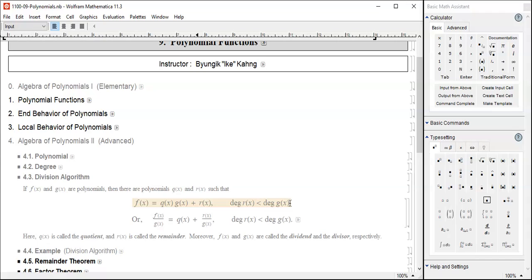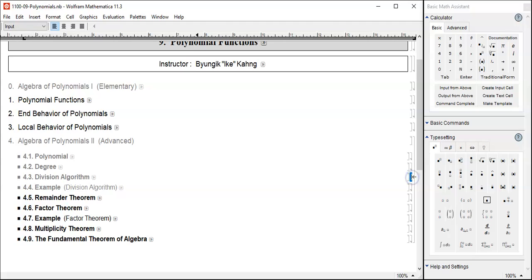Here we go. Divide polynomial f of x by polynomial g of x, then you can write f of x as q of x times g of x plus r of x, where the polynomial q is the quotient and polynomial r is the remainder. And this is important. The degree of the remainder is strictly less than the degree of the divisor g of x. That's the division algorithm. All right.